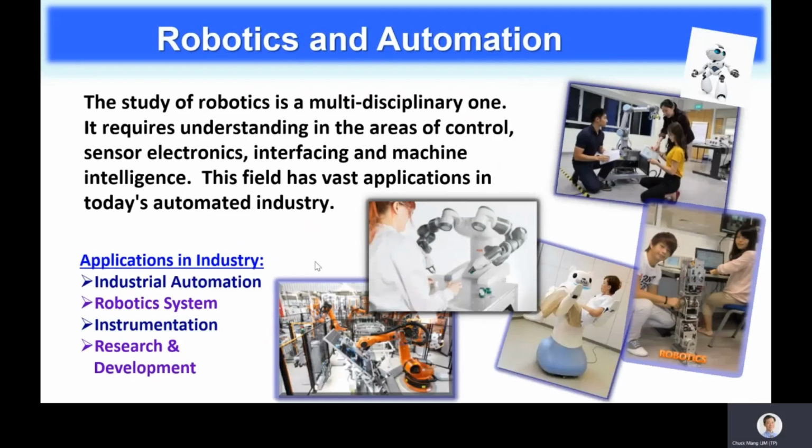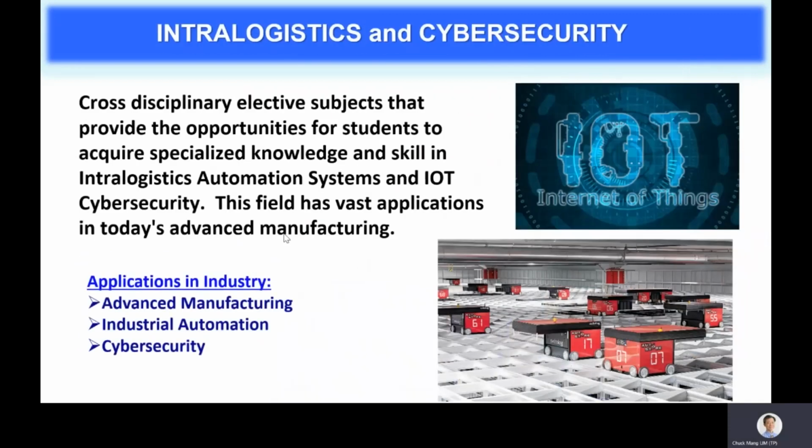If you are interested to work with robots, you can choose the robotic and automation cluster elective. And if you are interested in cross-disciplinary training, to be trained with knowledge of logistics and also IT cybersecurity, you can choose the intralogistic and cybersecurity cluster elective.